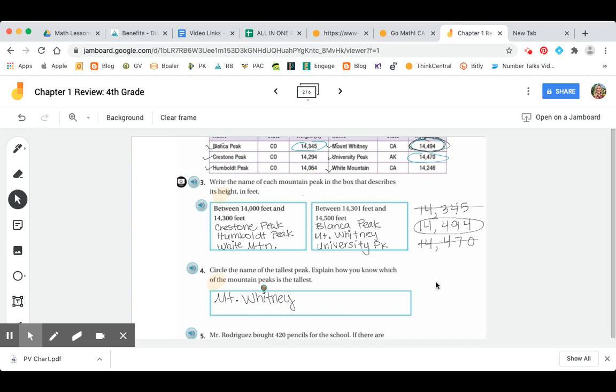Uh-oh, we've got to do the explain piece again. So you'll have to explain how you knew. I compared place values. You should be writing complete sentences to explain. I don't want to have you sit here and watch me write a sentence. So I'm just going to write place value. But you should have it in a complete sentence, right? Okay, let's go to the next page.